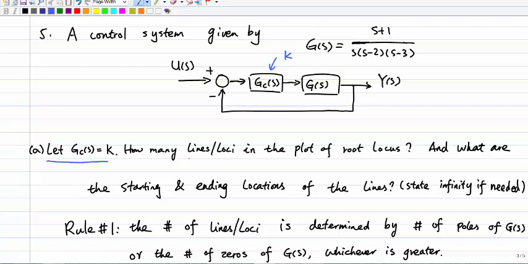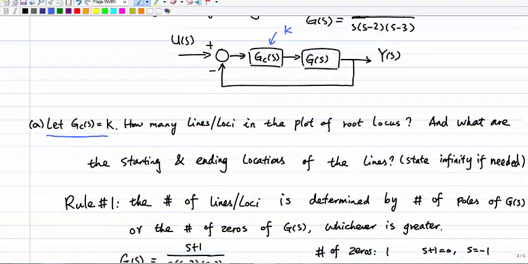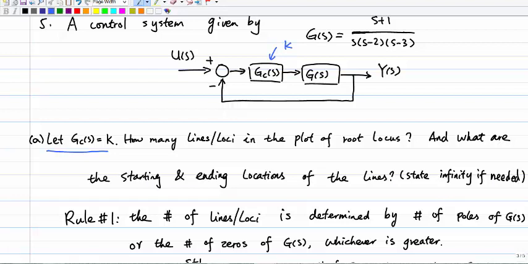I want to show you how many lines are located in the plot of the root locus, and what are the starting and ending locations of the lines. Also, mention here state infinity if needed, because maybe it's a starting or ending point, maybe infinity. Okay, so let's go back and review some rules to see what rule we use to solve this question.